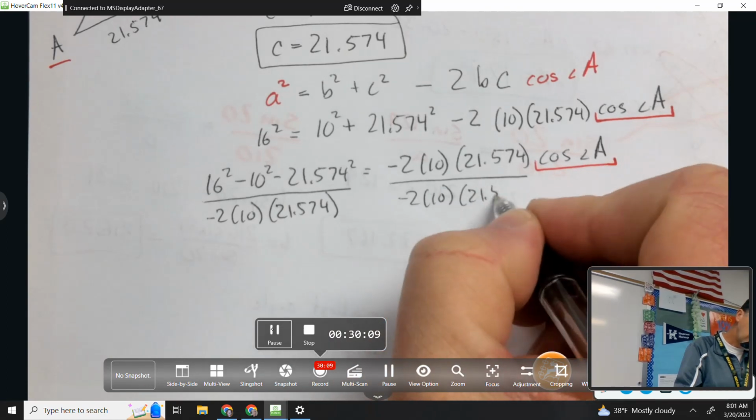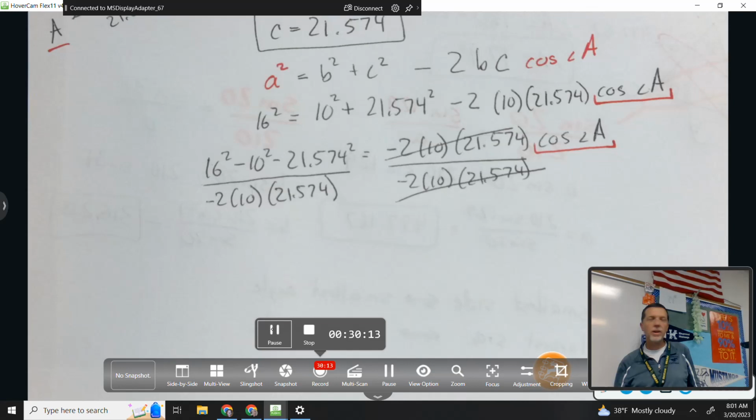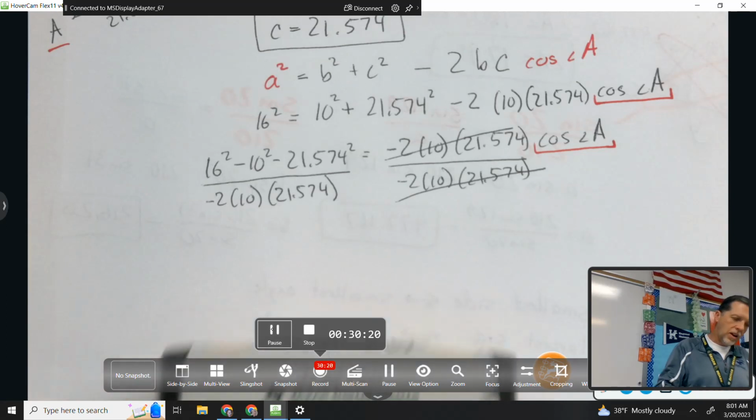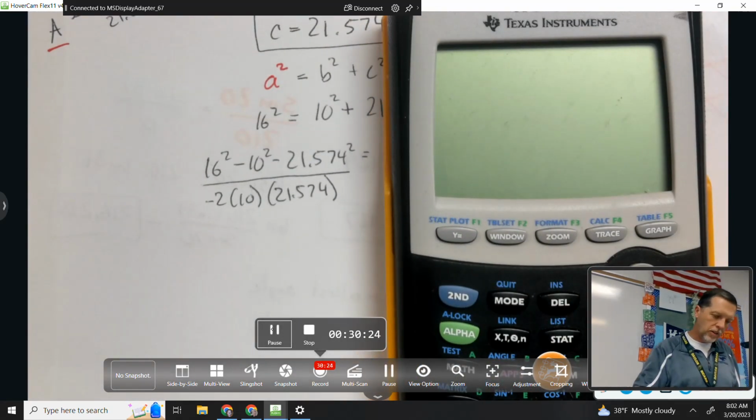Now, because I'm showing steps, this is a lot of writing. Once we get rolling, you're not going to show all these steps. You're going to do a lot of it in your calculator. All right, that looks ugly. I'm nervous about putting that in my calculator, so it might be a good idea to do the fraction bar thing.